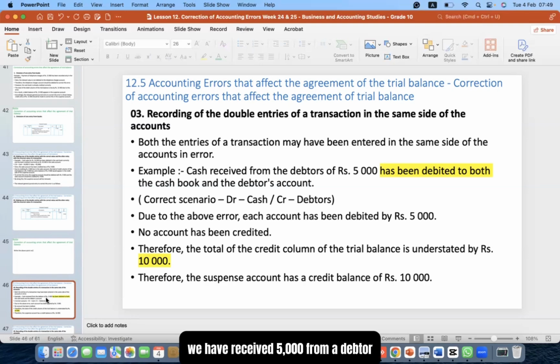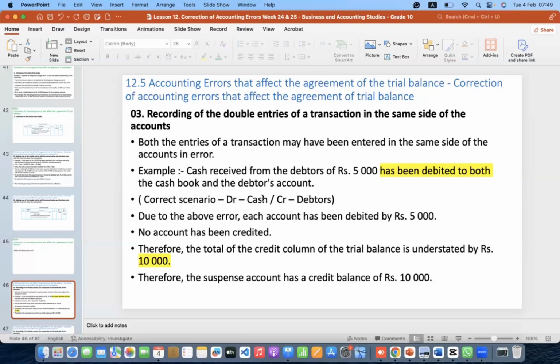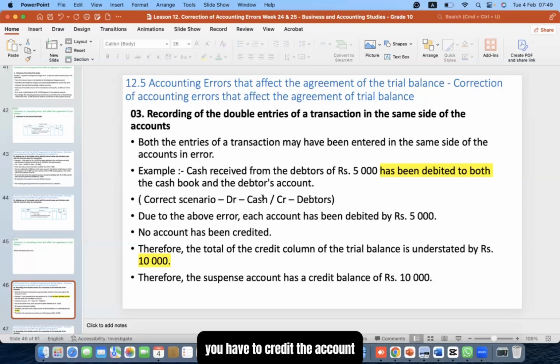We have received 5,000 from a debtor. What we have done is we have debited both the cash book and the debtors account. Let's look at what the correct entry should be. The correct entry is to debit the cash account because you are receiving cash. Cash is an asset, and the asset account is increasing, so you debit the cash. Debtors is also an asset. When you receive 5,000 from debtors, the debtor balance should go down. If the asset balance is going down, you have to credit the account. So ideally, you should have credited your debtors account.